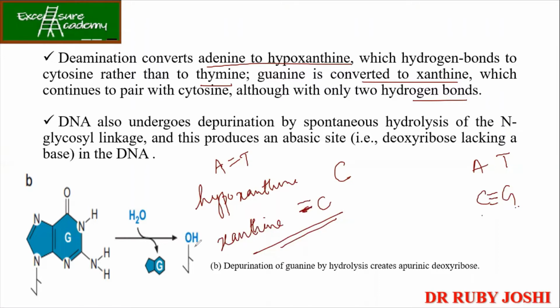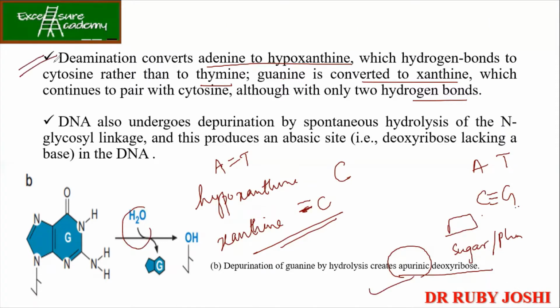Here you can see the hydrolysis is happening, and this results in the loss of guanine, which creates apurinic deoxyribose. What does it mean? It means only the sugar and phosphate group is present. There is no base, so that becomes apurinic. Similarly, if a pyrimidine was present and it was removed, then it becomes apyrimidinic deoxyribose. Guys, is this clear? Is this slide clear to you?